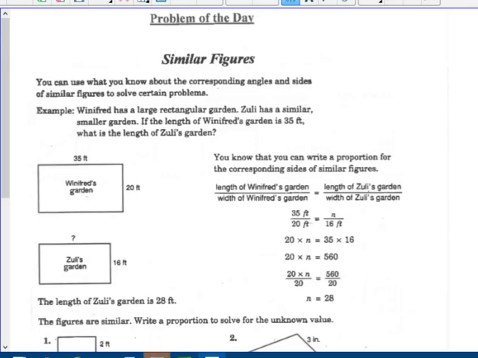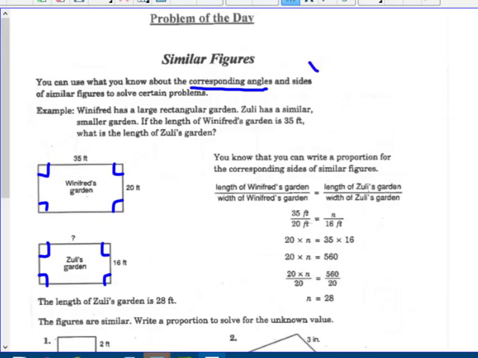Similar figures say that the corresponding, the matching angles, so the upper left angle matches the upper left angle here, they're 90 degrees. The upper right angle matches the upper right angle. That's what corresponding is. They're matching positions. The lower right matches the lower right, and the lower left matches, they're all 90 degrees. They are equivalent. So their corresponding angles and their corresponding sides are in proportion.